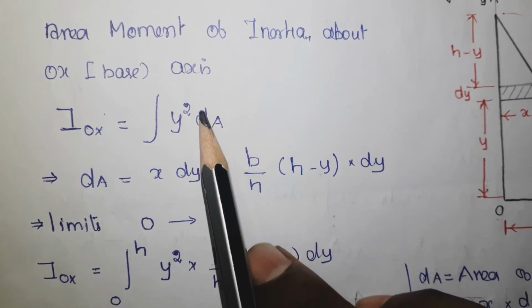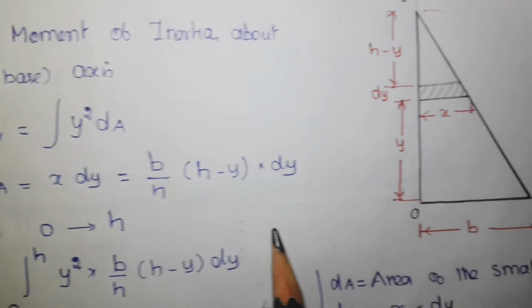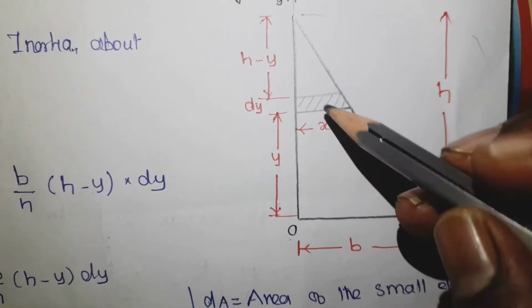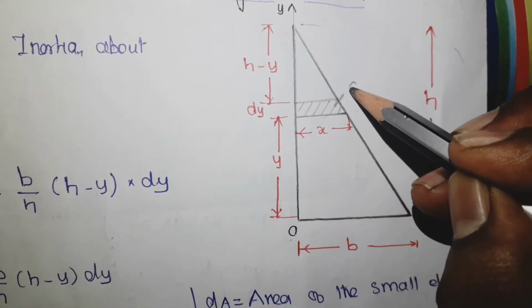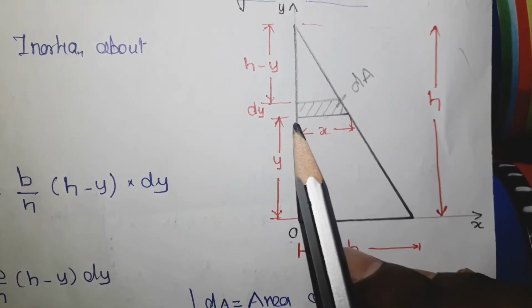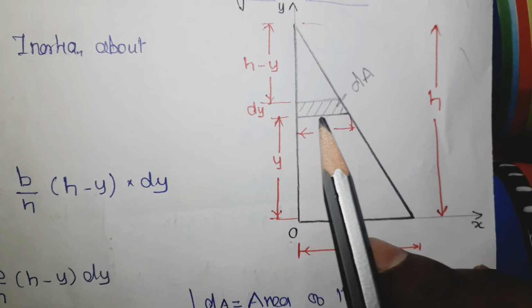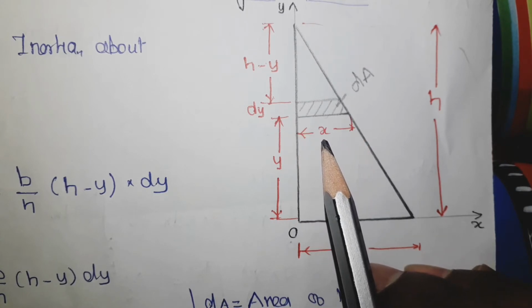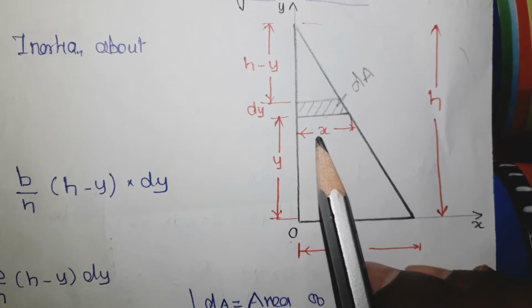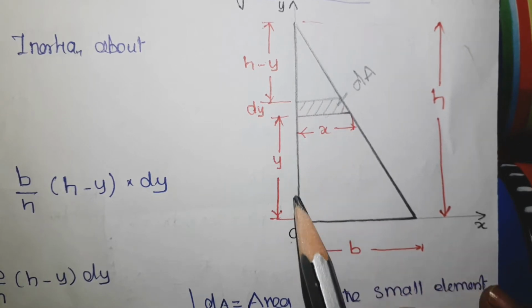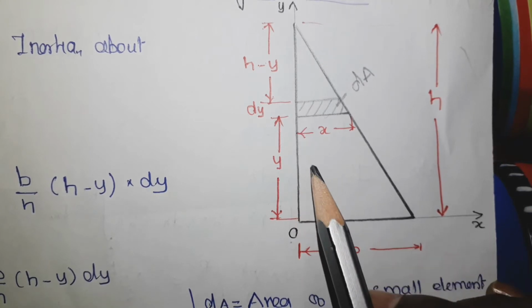Now we have to find the small element dA. Here is the small element. Let me take this one as dA. If you look at the sides, one side is dy and the other side is x, where x is a variable. Moreover, this small element is located at a distance of y from the x axis.